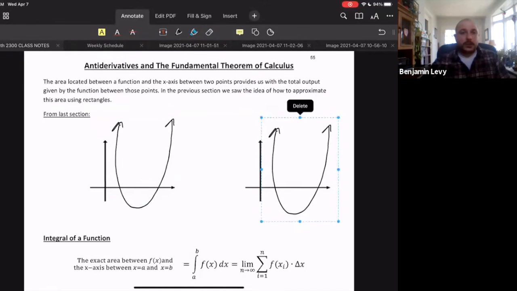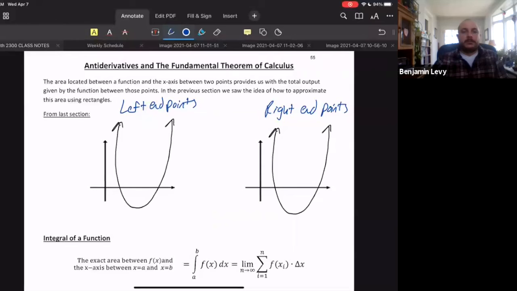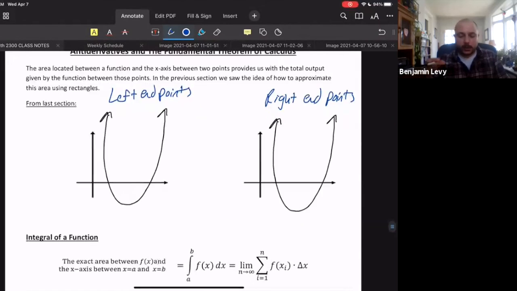And the reason I want to draw the same graph twice is because I want to remind you about the difference between right and left endpoints. Because I tried to explain it last time in a way that derived the idea, but by the end of it, I worry sometimes that it wasn't as clear as I'd like it to be. So I'm going to re-explain both those things and write their formulas down.